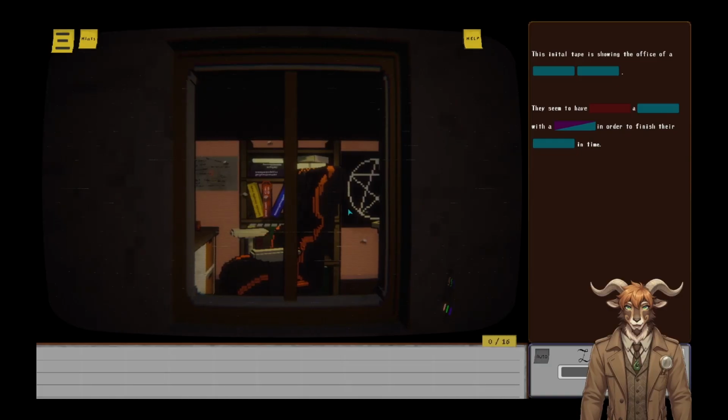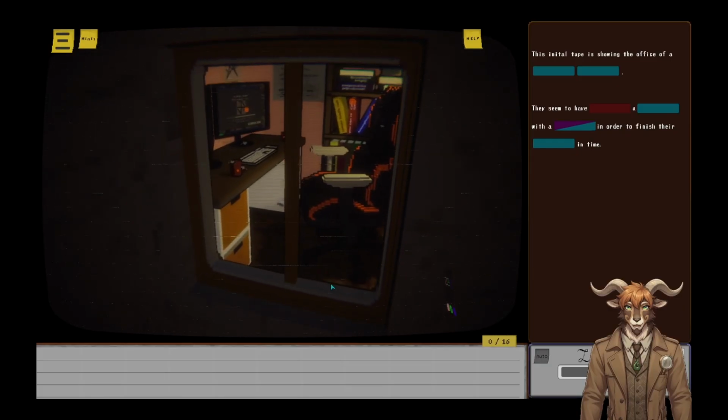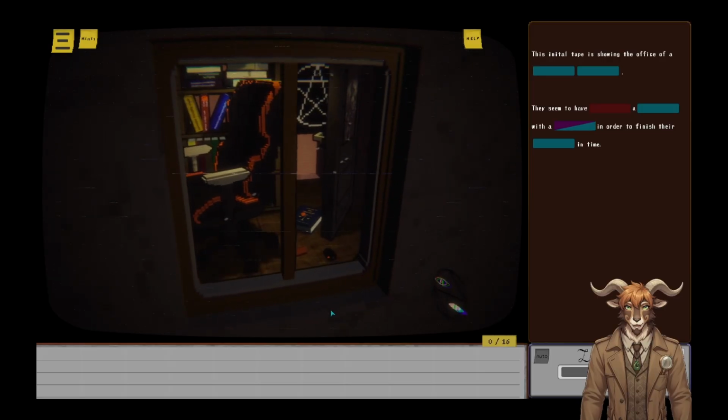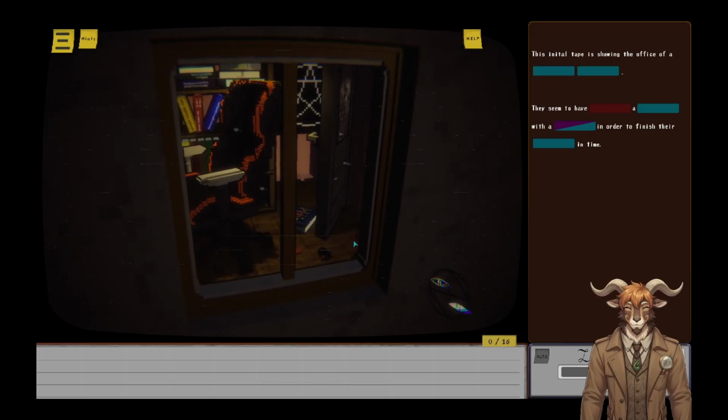Alrighty, let's have a look at what's happening here. So we got a whole bunch of books, we got a computer there. We got a few things that we can click on down there. Let's have a look, shall we? A candle on the floor.